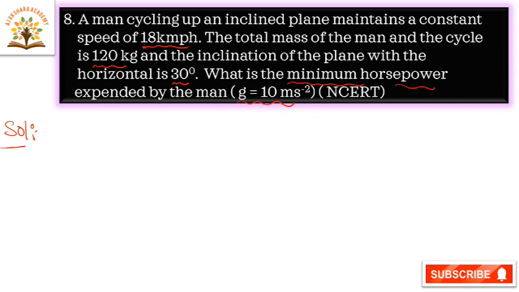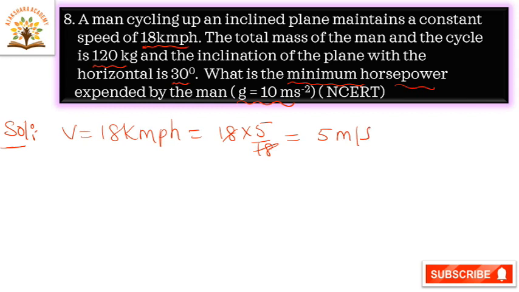First they given v as 18 kilometer per hour, converting into meters per second by multiplying with 5 by 18. 18 gets cancelled. 5 meters per second. So now this is the inclined plane. Man is cycling up an inclined plane.